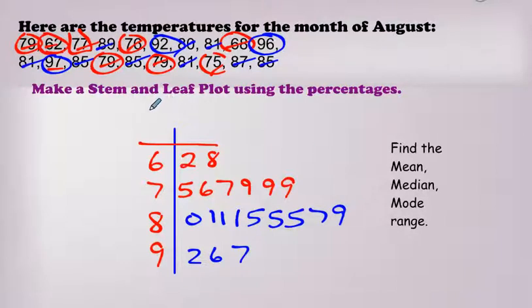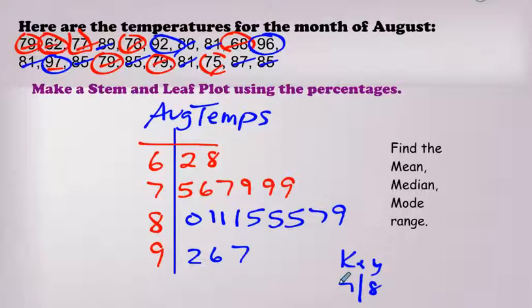Okay, I want to title it, so this is August temps. And I want to make sure to write a key. So here's my key: 7, 8 equals 78 degrees. I guess I should have chosen one that's in there. So let's go back and make that 79, because there wasn't a 78 up there. Okay, 79 degrees.